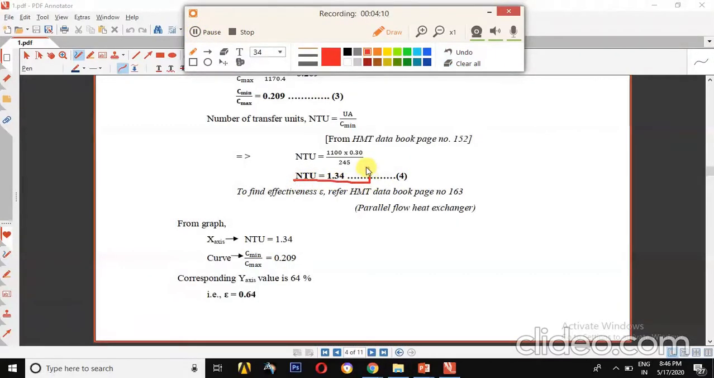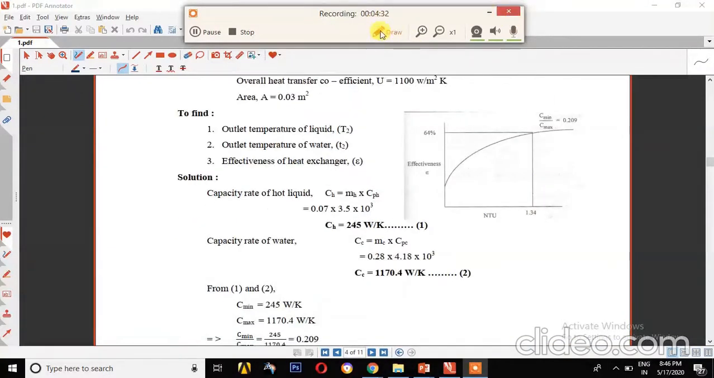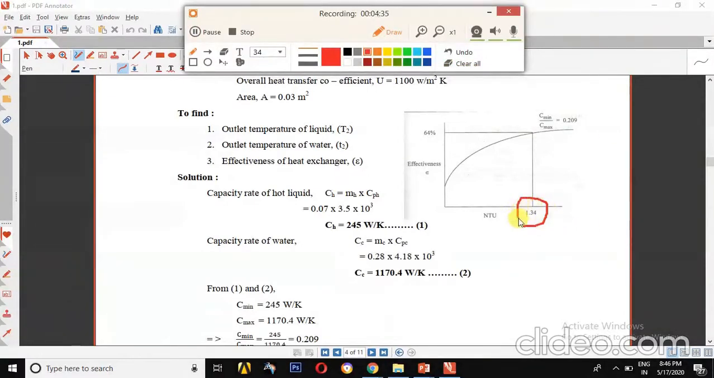NTU equal to 1.34 on the x-axis. Take the curve Cmin by Cmax equal to 0.209. The corresponding y-axis value is 64%, that is effectiveness equal to 0.64. Therefore, effectiveness equal to 0.64.